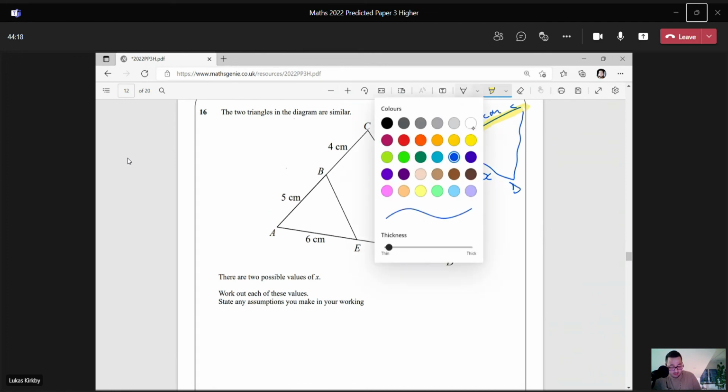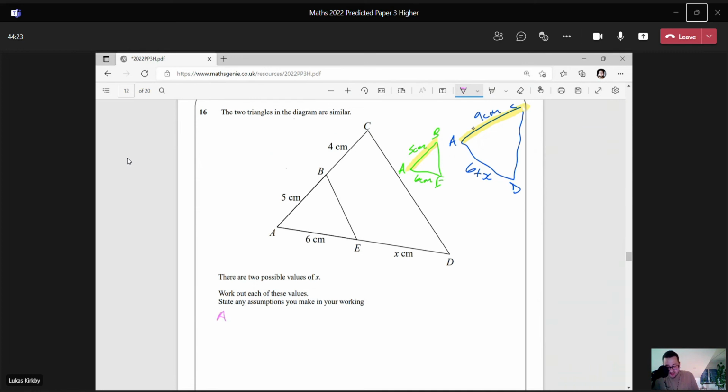First thing we're going to say then, so case one then is that AB corresponds to AC. Okay, so we've gone from 5 to 9. So the scale factor is 9 over 5. And then we want to figure out what X is. So we times 6. So now we're going to make this go to X. So 6 times 9 over 5.